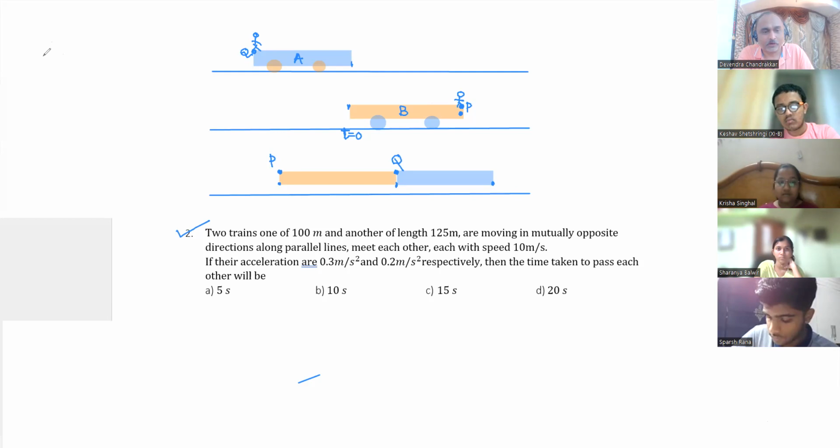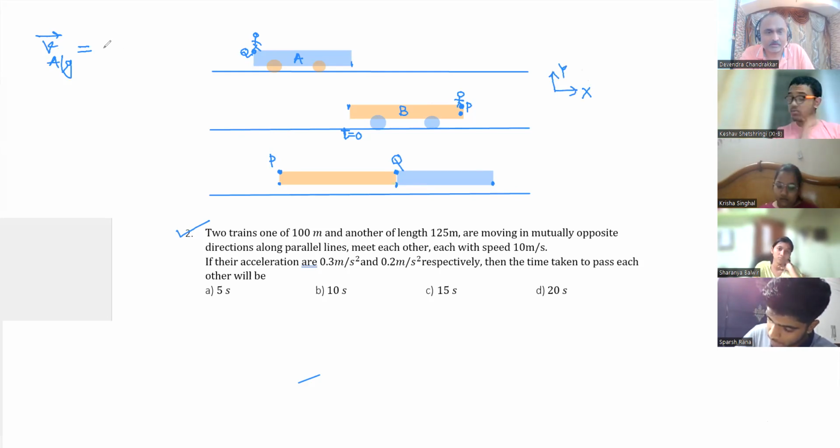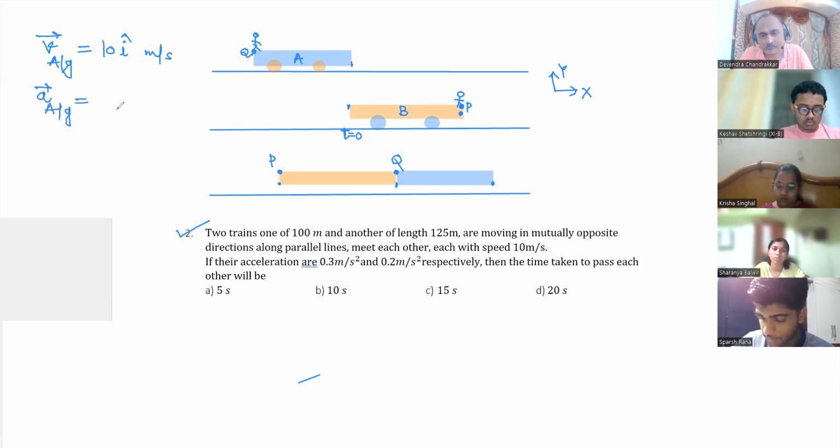So first of all, what we are going to do is we are writing velocity of train A with respect to ground. They are moving in opposite directions, right? So let's take this direction as x-axis and this as y-axis. So can I call it as, say, 10 i cap meters per second, right? What is acceleration of A with respect to ground? It's 0.3 i cap meters per second square. Agree to it or not, all of you?